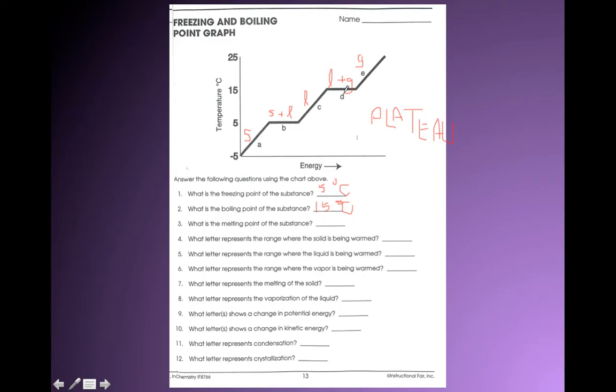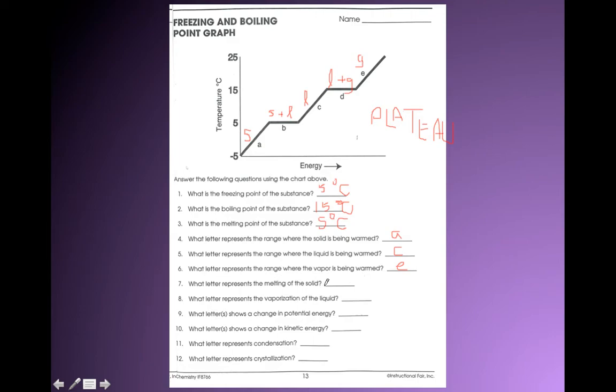Because we got flat parts, it turns out that this is going to be a pure substance. The melting point and the freezing point for a pure substance will be the exact same. So this is going to be 5 degrees. What letter represents the range where the solid is being warmed? And so that is cleverly the little a. What letter represents the range where liquid is being warmed? That's going to be C. And where the vapor, another word for gas, is being warmed is going to be a little e.